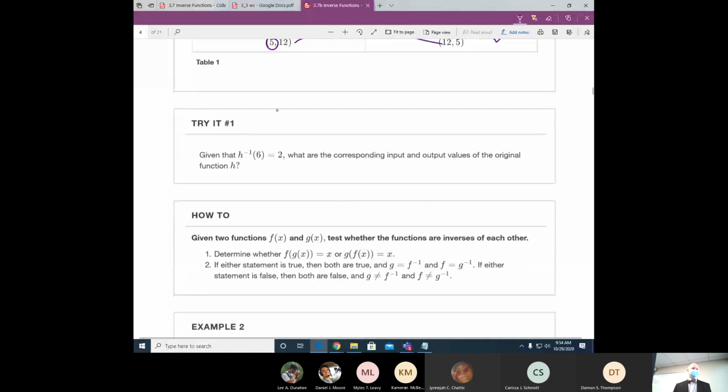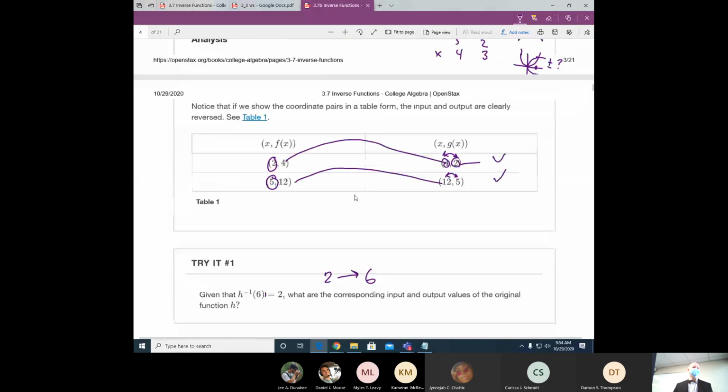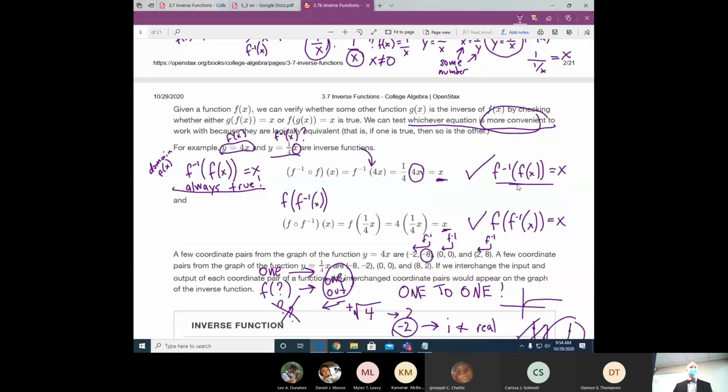Simple example, if when I feed this a 6, I get back 2, I know that in order to get 6, I must feed my inverse function a 2. Now, a way to test whether they're inverses of each other, this is where we go back to that original rule way up here, that they are inverses if I feed one to the other and I get back my x. And I could decide which one might be easier to do. Either one should give me back my x.